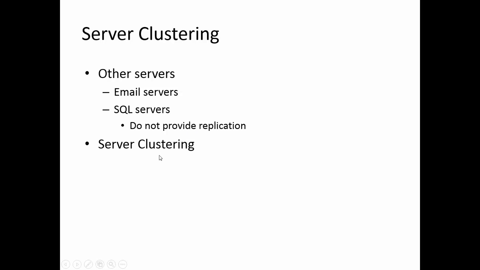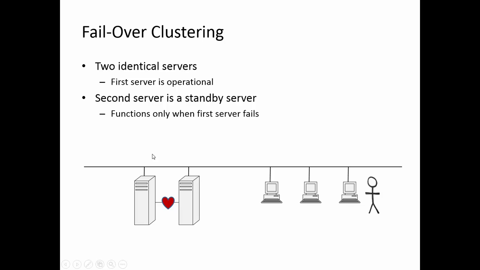So we have to achieve fault tolerance by using server clustering. Server clustering provides fault tolerance. It's where you have two identical servers, and the first server is operational and the second server is just a standby server, and it doesn't do anything until the first server fails. And when the first server does fail, then the second server kicks in and it responds to user requests.